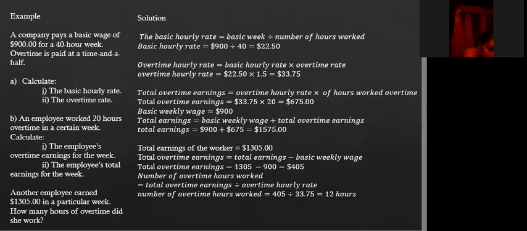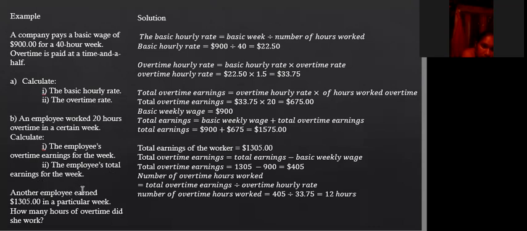Now here's an example with this. Pay attention to this. Don't write anything, just pay attention. A company pays a basic wage of $900 for a 40-hour week. Overtime is paid at a time and a half. Calculate the basic hourly rate and the overtime rate. An employee worked 20 hours overtime in a certain week. Calculate the employee's overtime earnings for the week, and the employee's total earnings for the week.